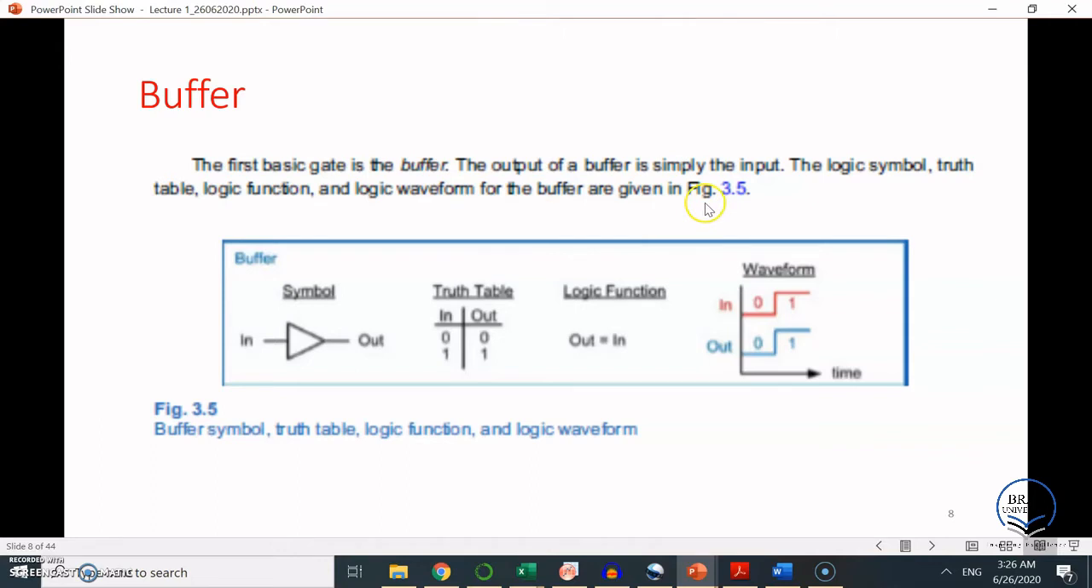This is the typical waveform. This is the input waveform. This is called a timing diagram as well, and this is called the output waveform. So we are giving 0 as the input here, and we are getting output 0 here. We are giving 1 here and getting output 1 here, just following the input.